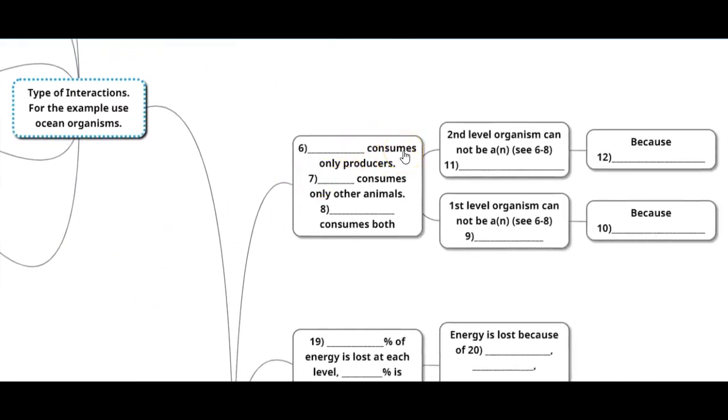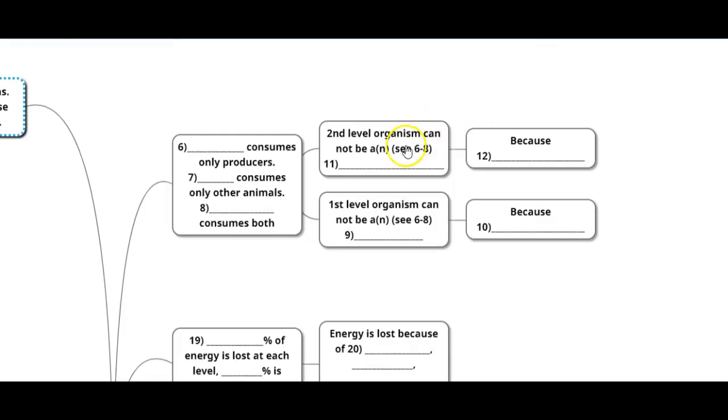All right, moving over to number 6. Consumes only producers, herbivore. Consumes only other animals, carnivore. Consumes both, omnivore. Second level, what can it not be? First level, what can it not be? Let's start off with the first level. So what can a first level organism not be? So looking at 6, 7, and 8.